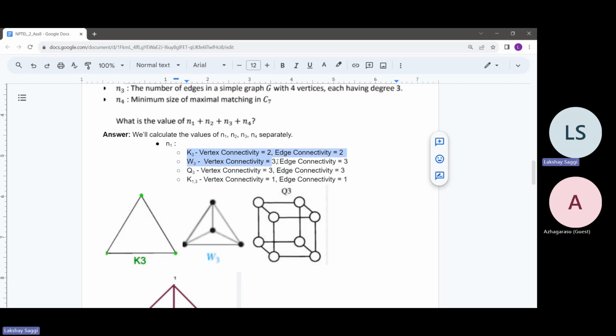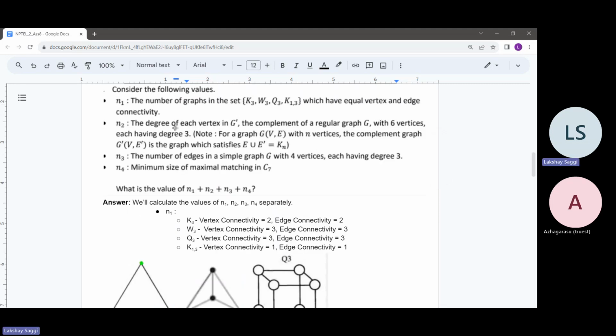But these two are incorrect. Also, these two were earlier incorrect, but now they are correct. So now we see that the number of graphs in this set which have equal vertex and edge connectivity are essentially like all the graphs have equal vertex and edge connectivity.